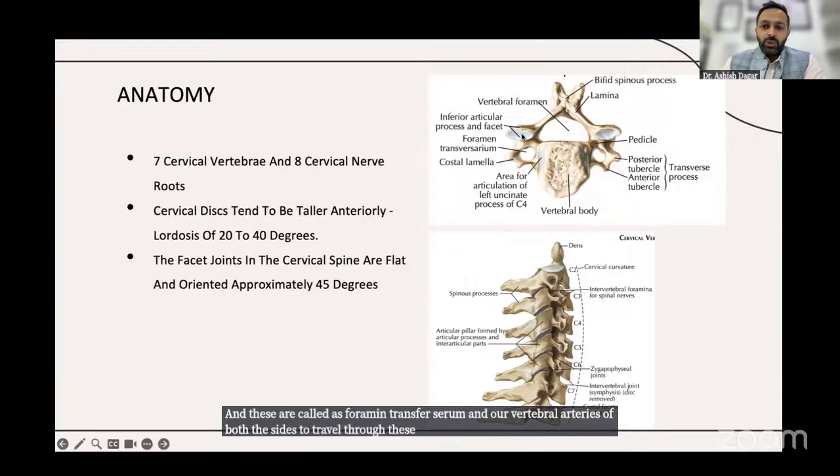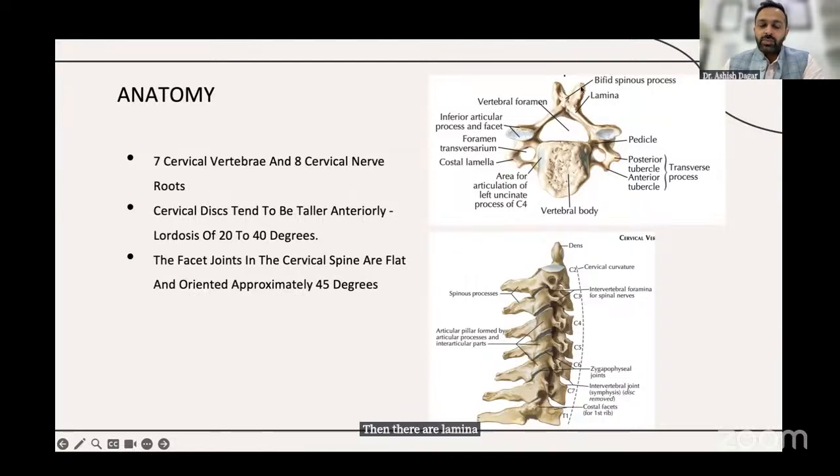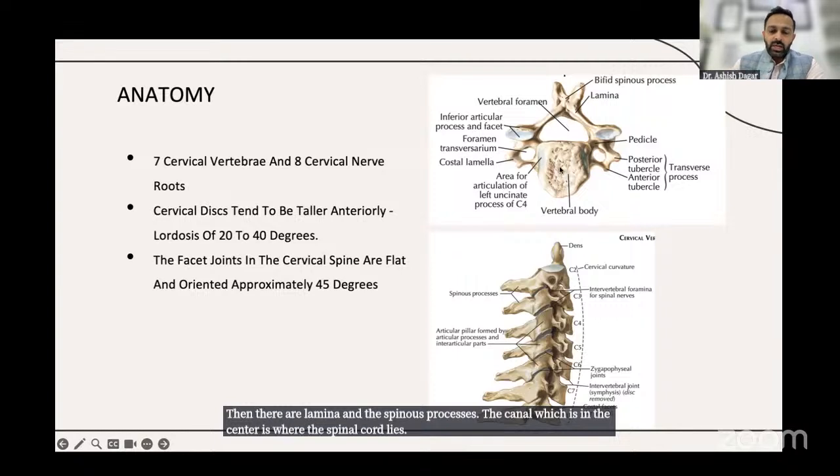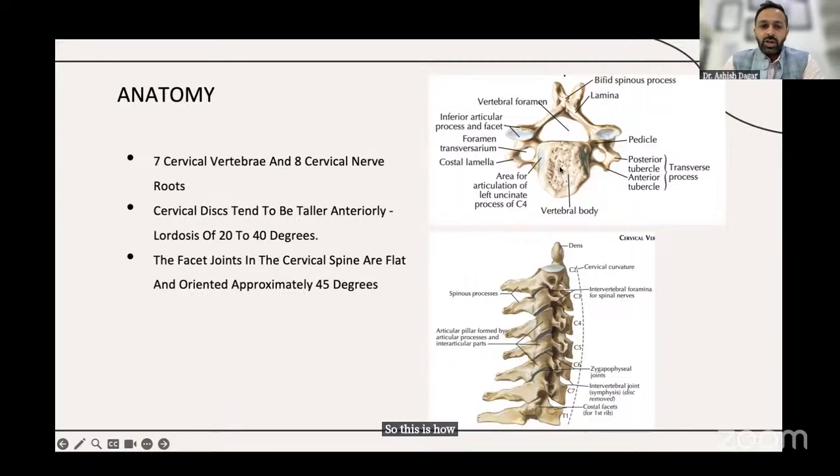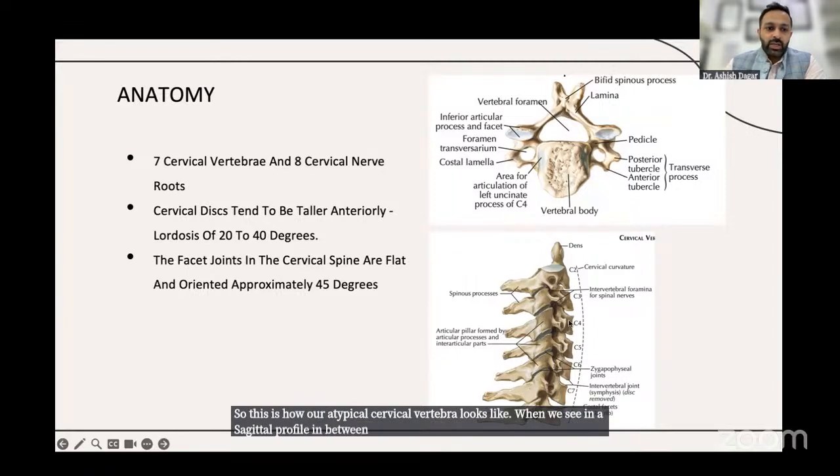When we travel posterior to that, we can see there are 2 facets on each side. Then there are the lamina and the spinous processes. The canal, which is in the center, is where the spinal cord lies. So this is how a typical cervical vertebra looks. When we see it in a sagittal profile, in between 2 vertebrae there is a structure called a disc, and these discs tend to be taller anteriorly as compared to posteriorly.